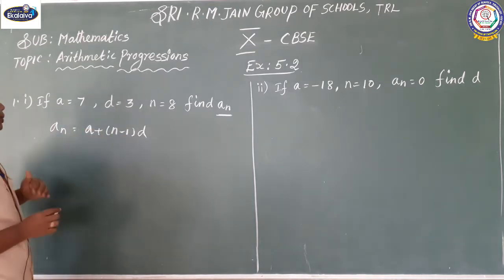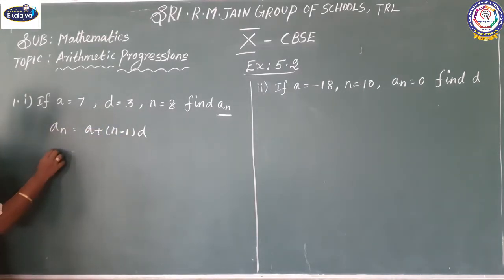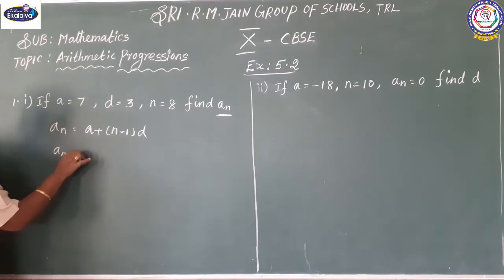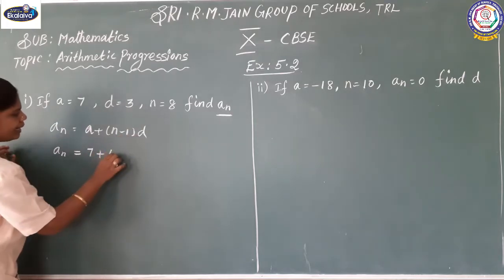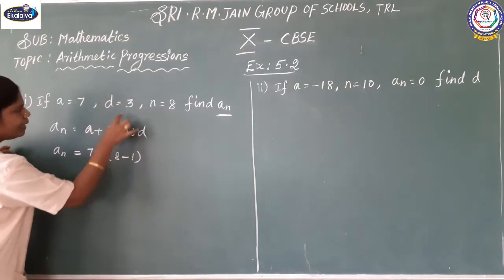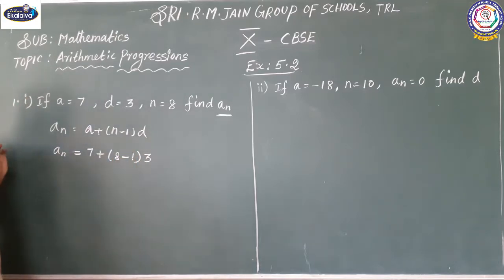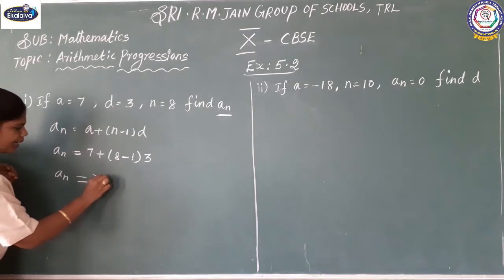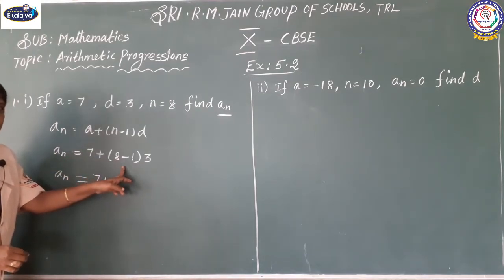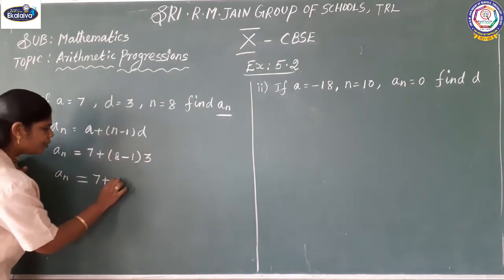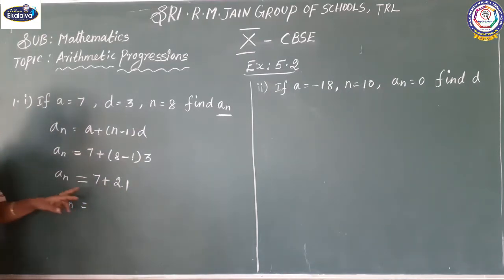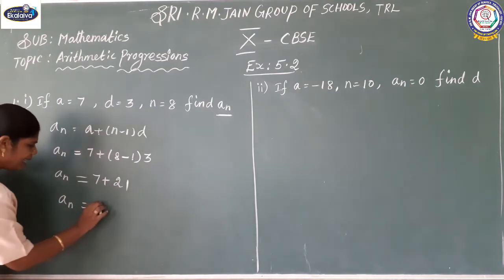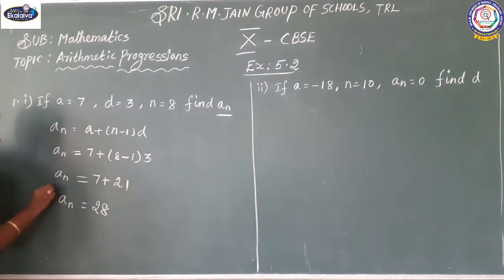Just substitute the values here. Here an we are going to find. So an equal to, here a value 7 plus n 8 minus 1 into d value 3. So an equal to 7 plus 8 minus 1, 7. 7 3s are 21. So an equal to 7 plus 21, you get 28. So this is the answer.